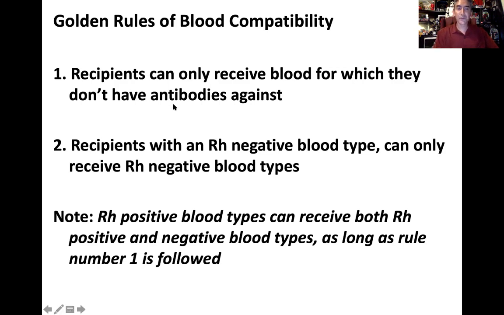So again, golden rules. We can only receive blood for which we don't have antibodies, the spontaneous antibodies. And if you're Rh negative, you can only receive Rh negative blood. If you're positive, you can receive positive and negative.